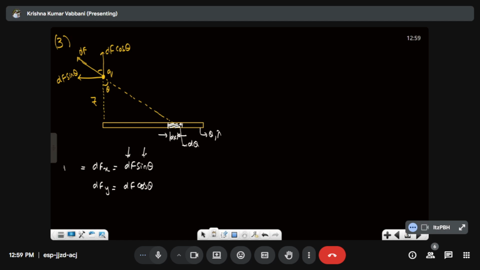If I want the total Fx and total Fy, I have to integrate this. So what are the limits? The limits are from 0 to l. So 0 to l. Is this clear, guys?